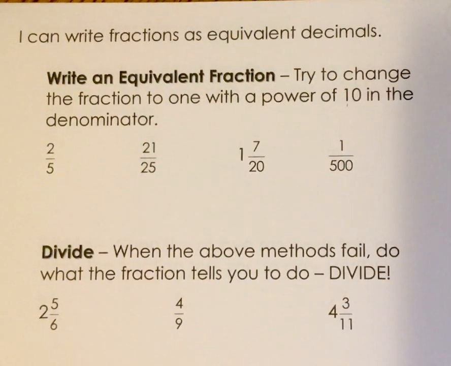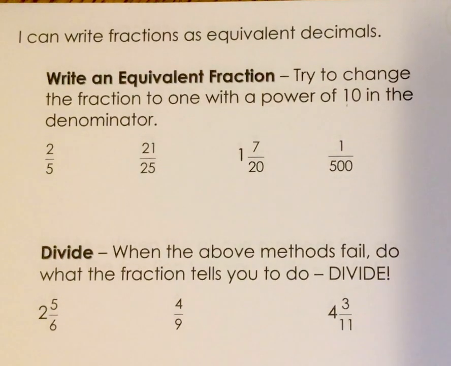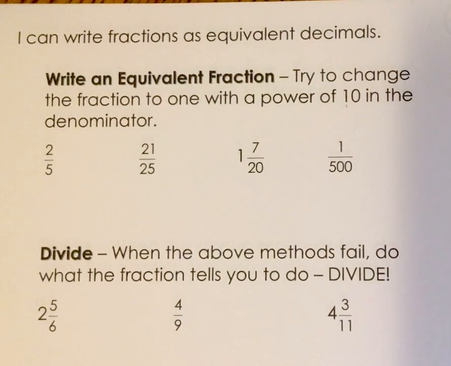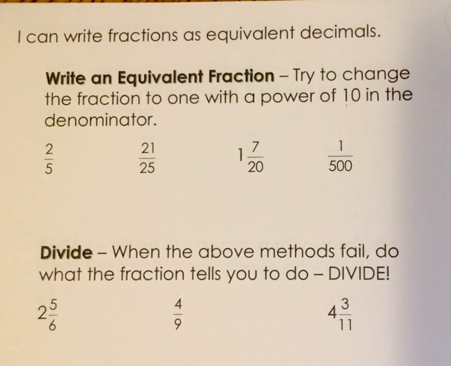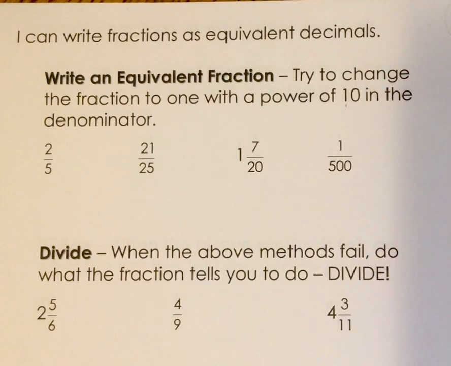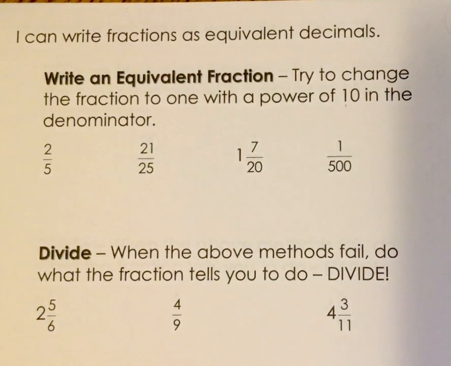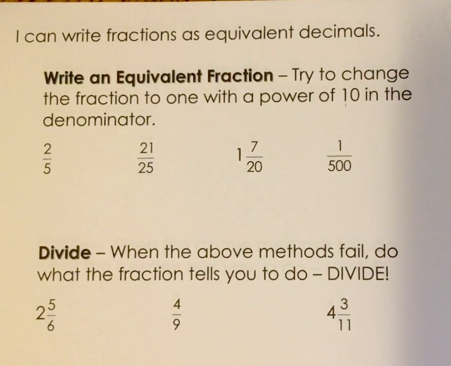Hi guys, today we are going to work on writing fractions as equivalent decimals. So let's go ahead and get started with the first process, which is pretty easy as long as you know your factors of 10, 100, and 1000. The first way that you can do this is by writing an equivalent fraction with a power of 10 in the denominator. So let's take a look at the first number, 2/5.